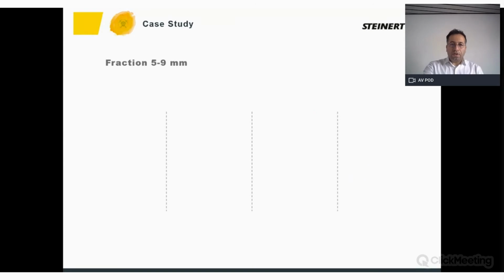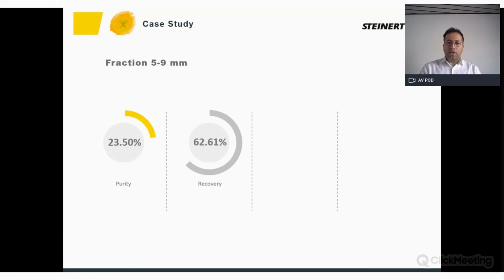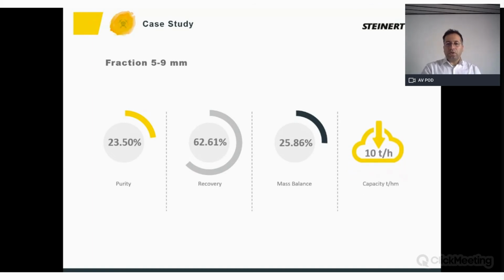And the final fraction is 5 to 9 millimeter. The purity is a little bit lower, 23.5%. The recovery is lower too, roughly 62%. And the mass balance is roughly in the range that we had with the other fractions, 25.8. But this time, because of the coarser size of the material, we have higher capacity.